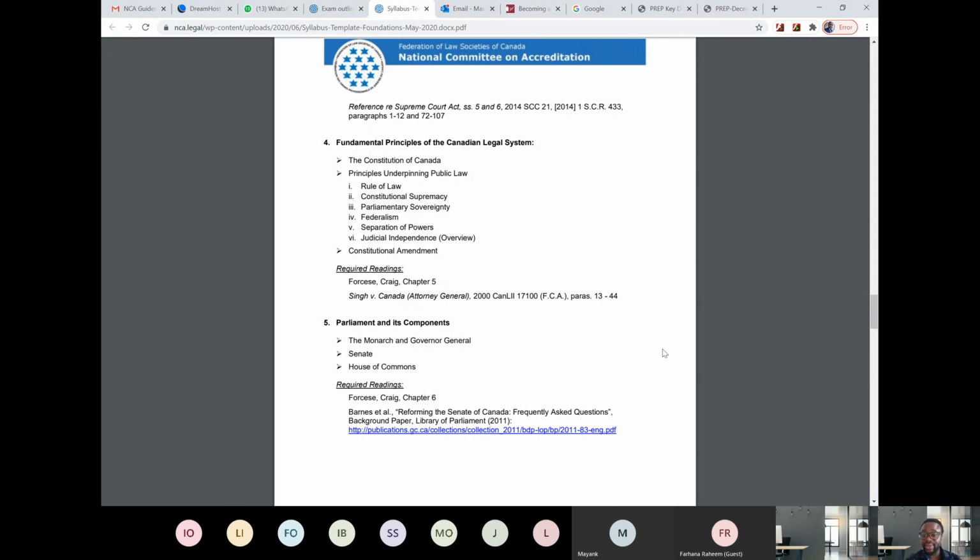What does rule of law mean? Does anybody want to tell us what rule of law means to them? I think it means supremacy of the law. Yes, correct, supremacy of the law. Any other perspective? It is where all the other institutions are accountable to the law. Absolutely correct.